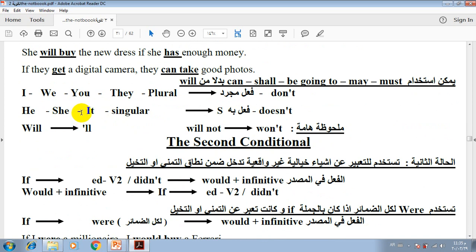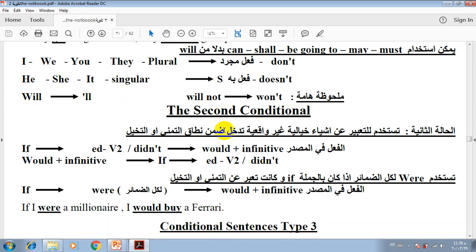Please, my dear students, pay attention when I want to use if in negative. I use I, we, you, they, plural, plus the verb without any additions, but in negative we use don't. And if we use he, she, it, and singular, we use the verb with s, and in negative doesn't. And pay attention, we use apostrophe ll instead of will and won't instead of will not. This is a short form or abbreviation.